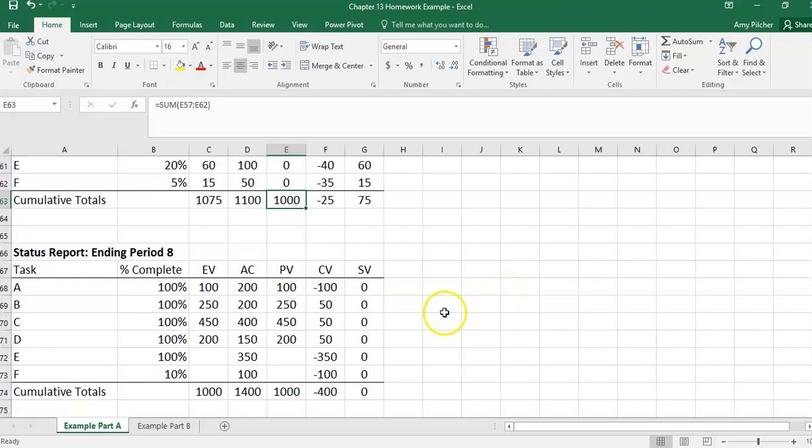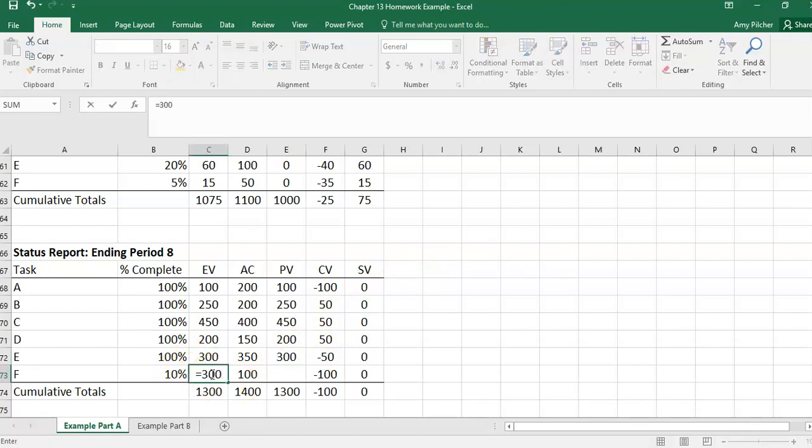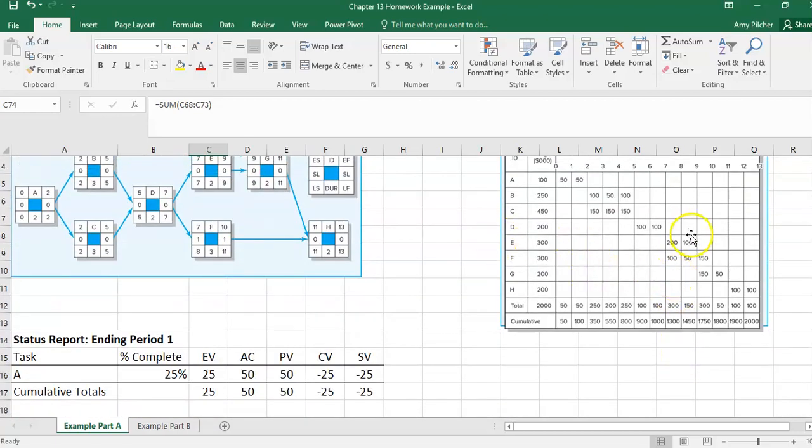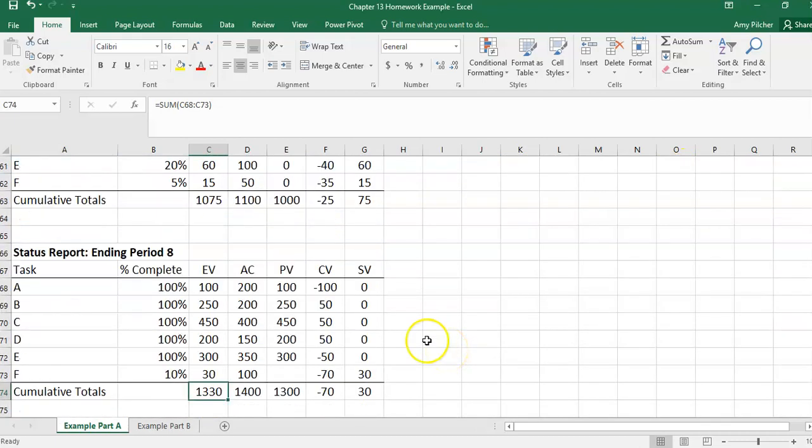At the end of period 8, we've now completed 100% of E and 10% of F. So we'll take that 300 total times 10% to get our estimated value. At the end of period 8, our plan for E and F was 200 for E and 100 for F.